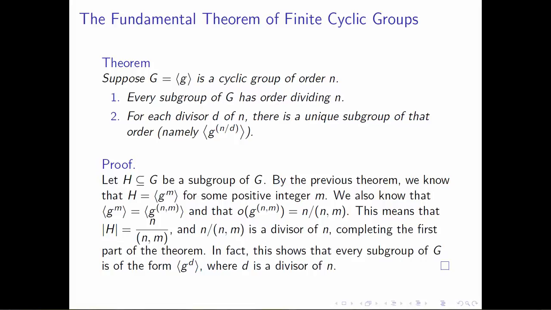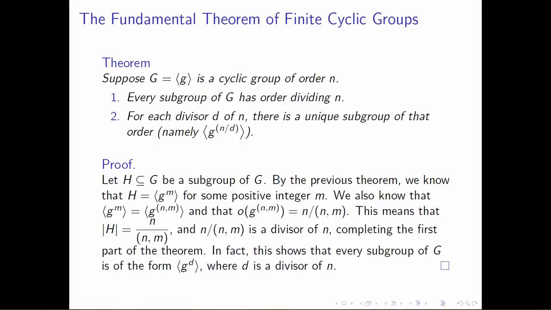Now, we've also seen by the other theorem that we covered in the last set of videos that if we're looking at the group generated by g raised to any integer power, in this case g to the m, that's the same as the group generated by g to the greatest common divisor of the order of the element and the integer power. So the group generated by g to the m is equal to the group generated by g raised to the GCD of n and m. And furthermore, the order of the element g raised to the GCD of n and m is n divided by that value.